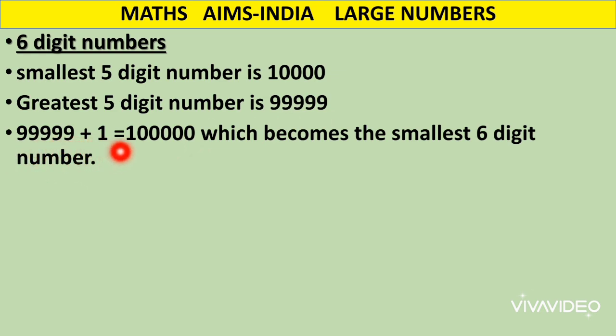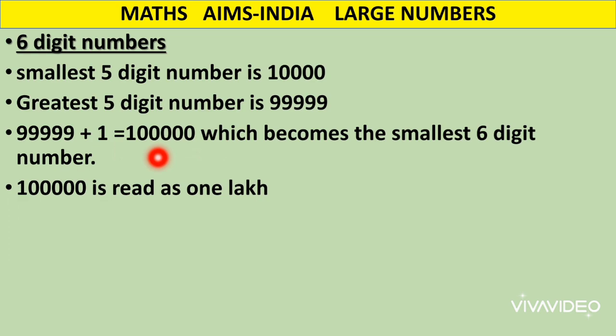99,999 plus 1 is equal to a 6-digit number: 1 in the first place and then 1, 2, 3, 4, 5 zeros. We have 1 followed by 5 zeros. Which becomes the smallest 6-digit number. What is this, children? This is the smallest 6-digit number because all the 6-digit numbers start from this number.